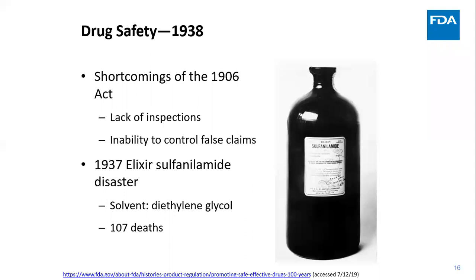The firm used an untested solvent, diethylene glycol, which is chemically related to antifreeze. By the time FDA became aware of the problem and had removed the product from pharmacy shelves and medicine cabinets around the country, the preparation had caused 107 deaths, including many children. The firm, whose president maintained that the deaths were due to an idiosyncratic reaction to the sulfa drug, could be prosecuted only for distributing a misbranded drug, an elixir, because it had to contain alcohol as a solvent.